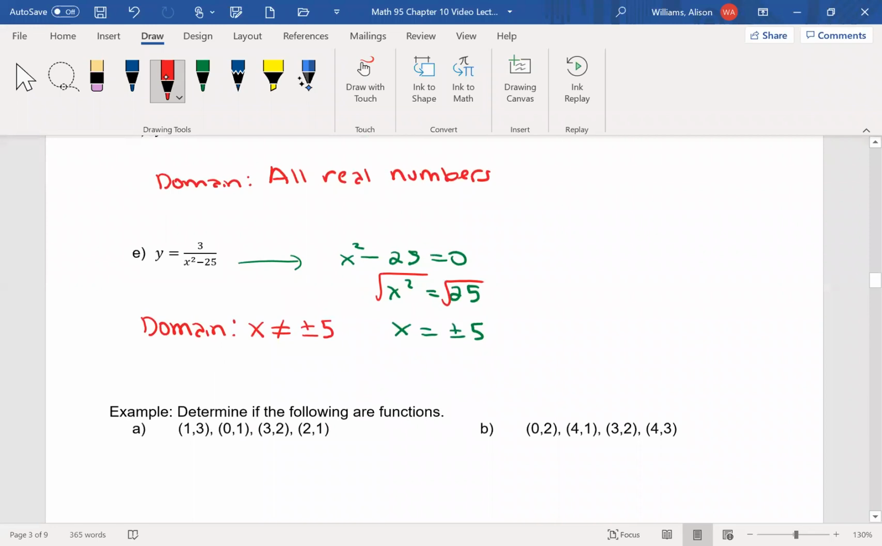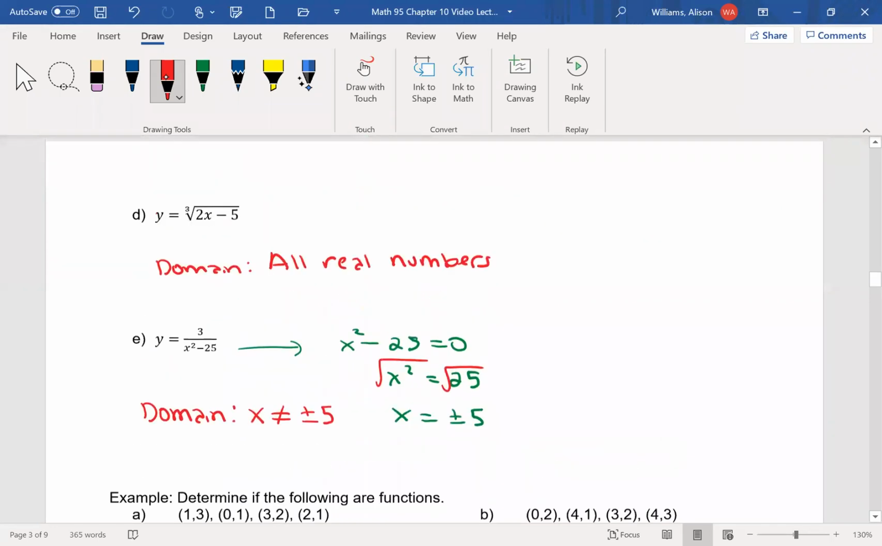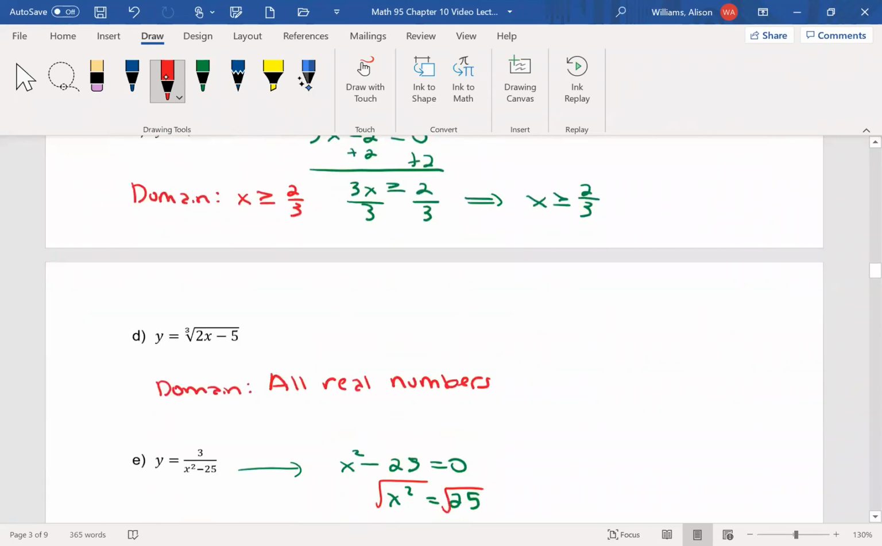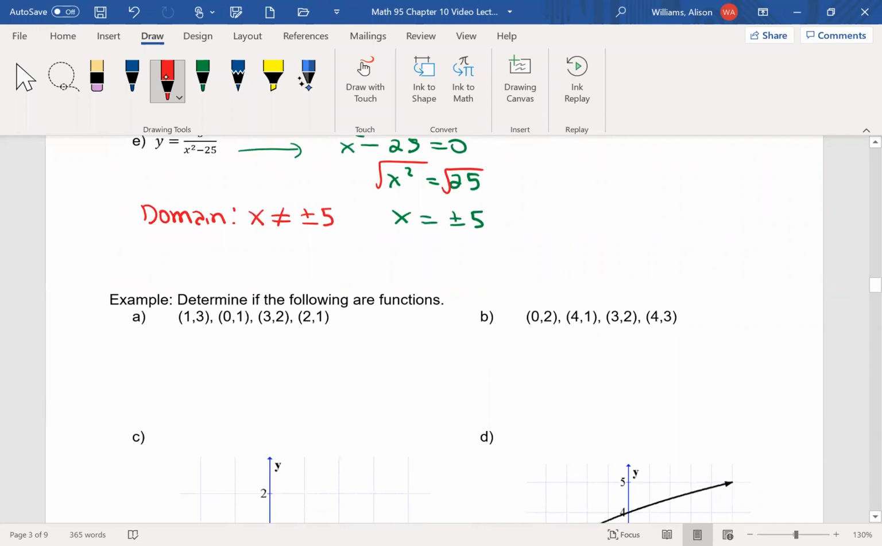Okay, so now let's come back to the definition of a function. So remember the thing I underlined. For any x value, there is at most one y value that corresponds with it. Okay, so let's look at this first example here. For all of my x values, so I'm zeroing in on the x's. So I have x goes from 1 to 3, 0 to 1, 3 to 2, 2 to 1.